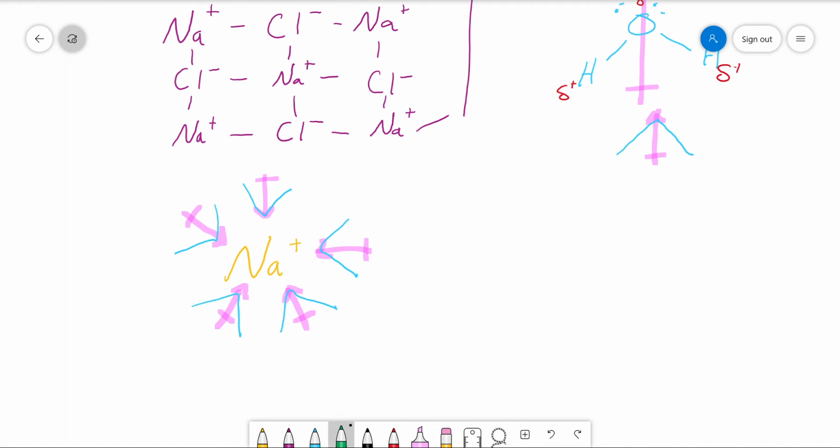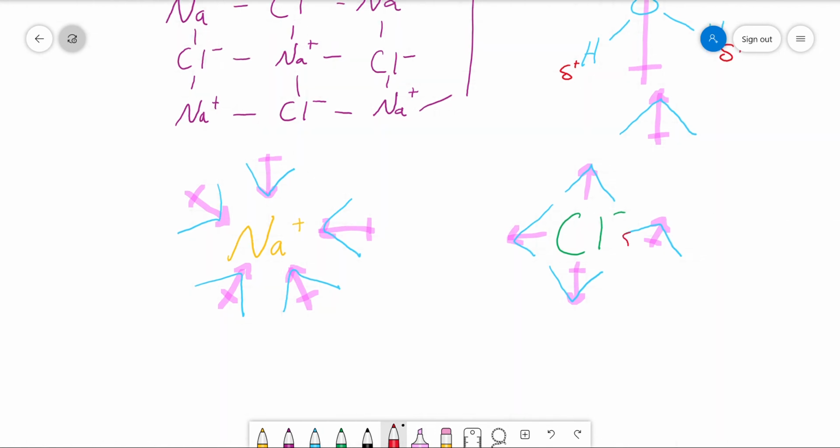Well, guess what's going to happen for the chloride? Same exact thing, except in reverse. It's going to be the hydrogen end of the molecule that's going to be interacting with the chloride ion, and the dipole moment will be pointing away from the chloride. I know that one I drew kind of cockeyed, but that's okay, because remember, that hydrogen right there is still partially positive, and it's attracted to the chloride.